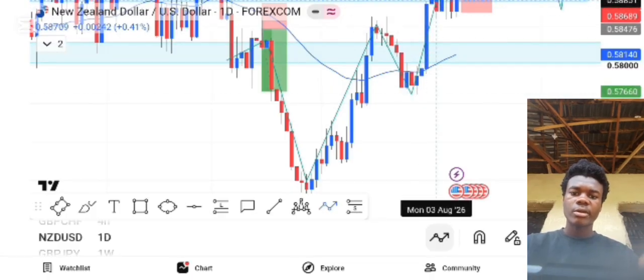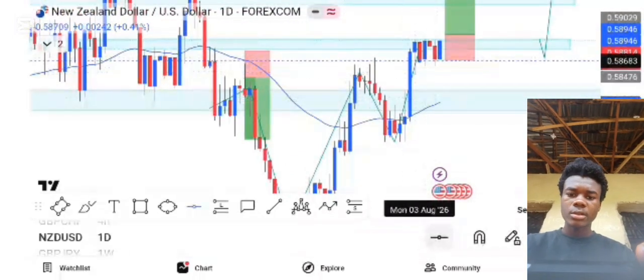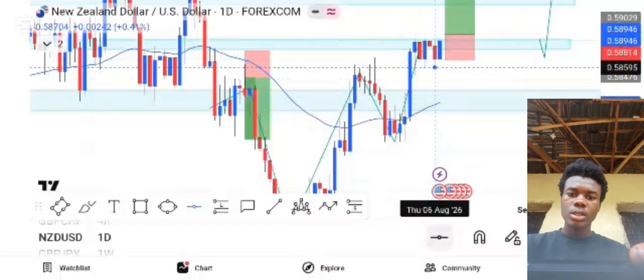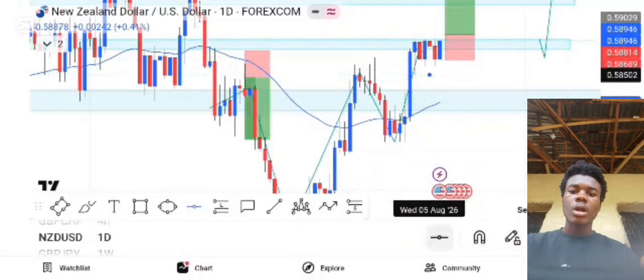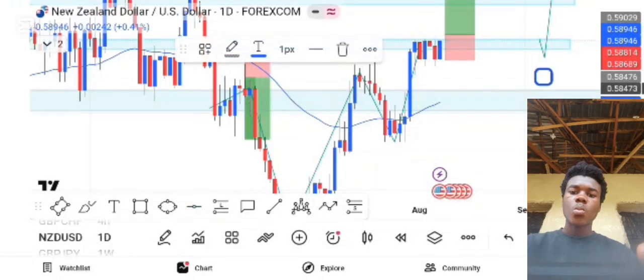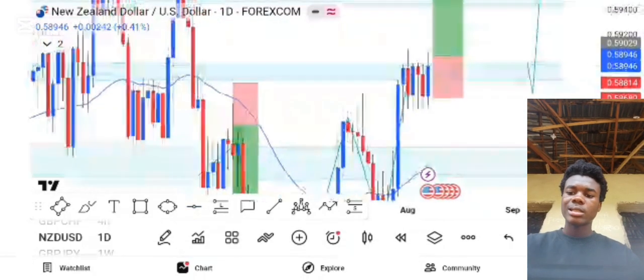As you can see, we have a left shoulder, head, and right shoulder. We came back to retest the neckline of the head and shoulder on the daily time frame. Look at the retest right here. So next week, I am anticipating that we are going to have a very strong pull. This is NZD/USD in the daily time frame.